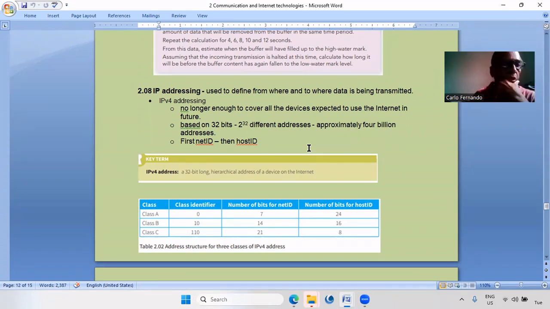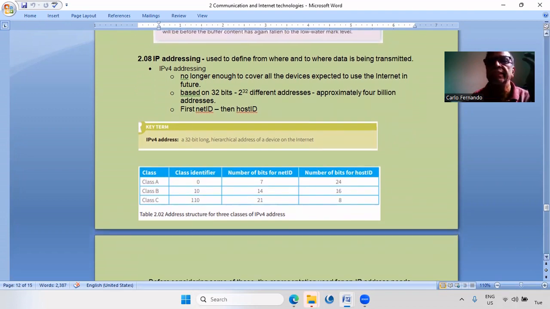And half of the world population is using the internet, it seems. What's the world population? 8 billion. And half of it is 4. So we have already reached the maximum for these 32 bits, which is approximately 4 billion. So we are going to IPv6 addressing, because you need more bits. That has 128 bits. So first the net ID, then the host ID.